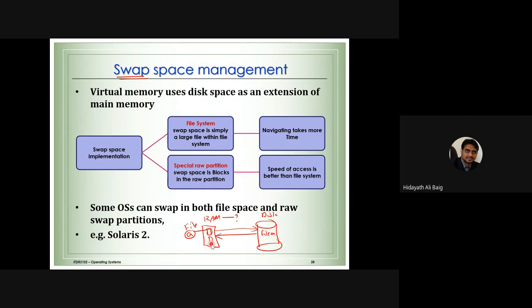Now, how do we have to implement this? How do we have to send the data? How do we have to bring the data from the hard disk? How do we have to consider this data? That is the question we are discussing here. That is swap space implementation.